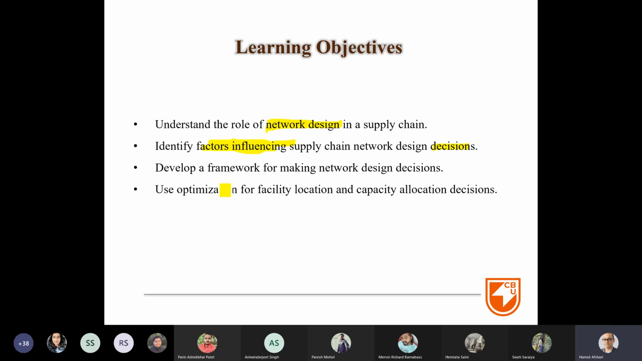Third learning objective is to develop a framework for making network design decisions. So if I hire one of you tomorrow, let's say I am CEO of a company, and I ask you, could you please design a new supply chain network for me? Then which framework should you use? How should you proceed with my request? Okay. So a framework that we are going to learn today is going to help us to design any supply chain in future. And finally, use optimization for facility location and capacity allocation decisions.